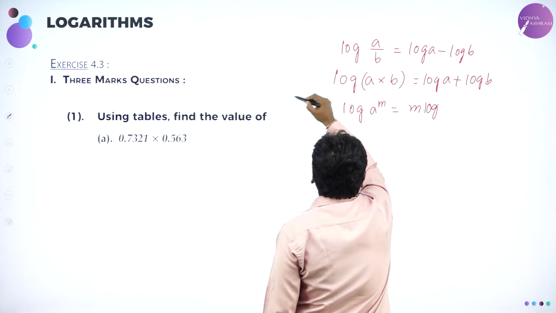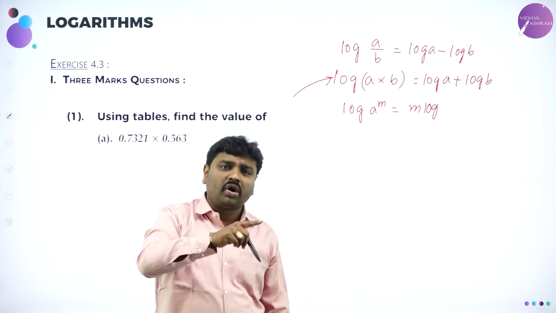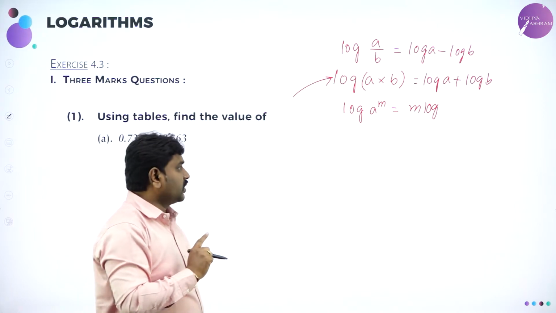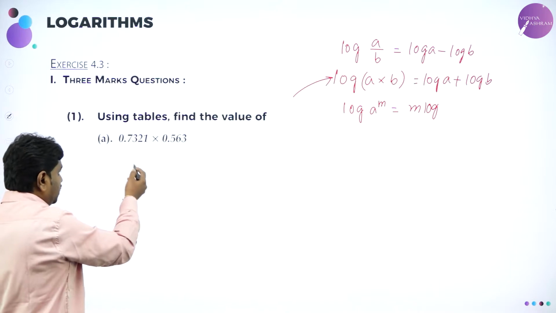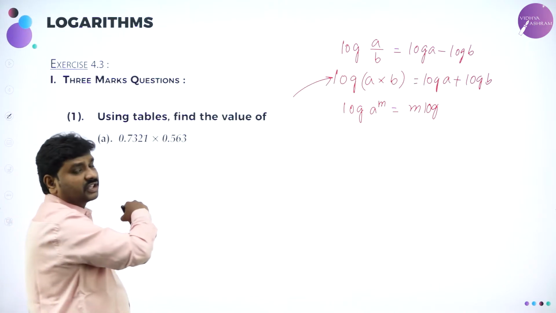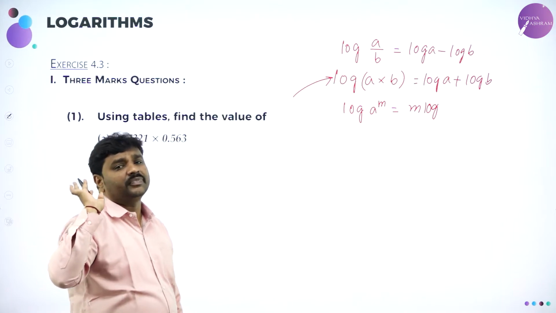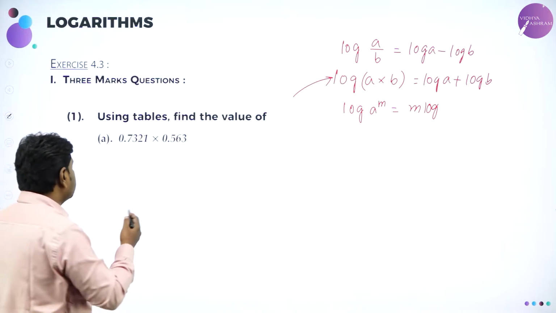Now for the first problem we need this. What is log a into b? Log a plus log b. And if you want to remove log, you have to apply anti-log. So here, the first problem, the basic problem, I'll take time to explain this and make you understand. If you understand one problem better, then all other problems become easier. The first is a little critical problem because 0 point is there. Now we'll see how to solve this.